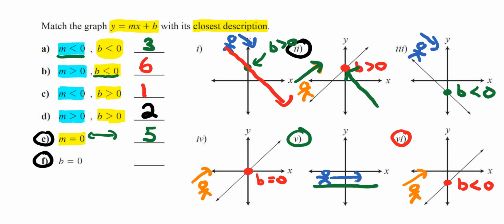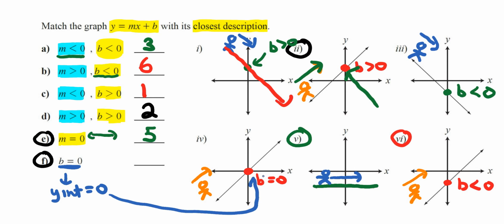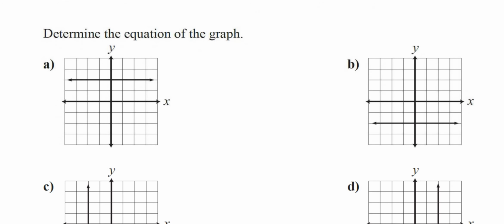And for the last one here, I have b = 0. So this means the y-intercept is equal to 0, and that matches along with graph number 4, right? The y-intercept here is at the origin, which is at 0. So this will be graph number 4. All right, so that's it for question number 1. Let's move on to question number 3 now.